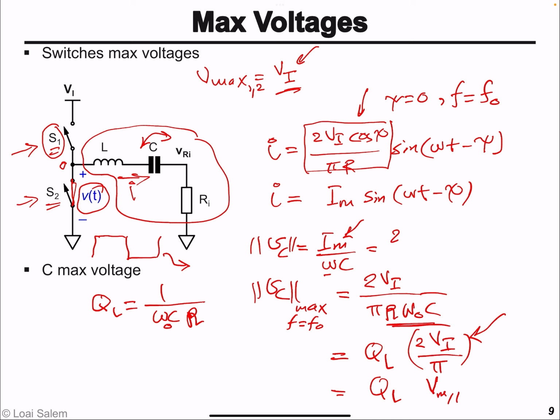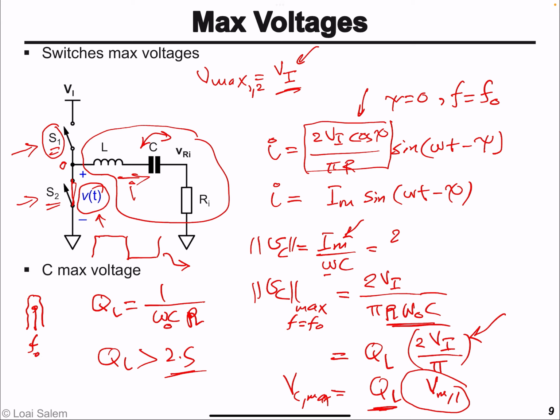And so the point here is that the maximum voltage the capacitor sees is QL, the loaded quality factor of the RLC circuit, times the fundamental component of the voltage applied to the resonant circuit. And we know that typically we select QL to be larger than 2.5, so that the bandpass filter has a tight bandwidth and can select only the fundamental component and reject the third order harmonic and higher order harmonics. And so this means that the maximum voltage across the capacitor is typically larger than the DC input voltage. And as we apply higher and higher quality factor for the RLC circuit, the larger the voltage applied across the capacitor, and the maximum voltage rating of the capacitor increases.